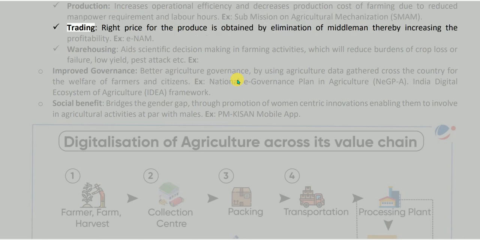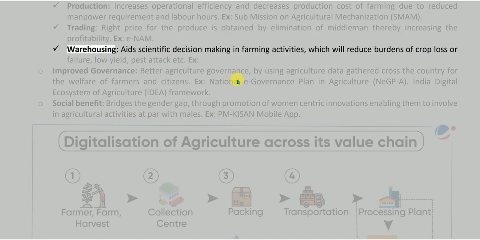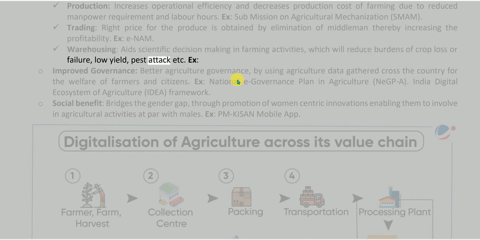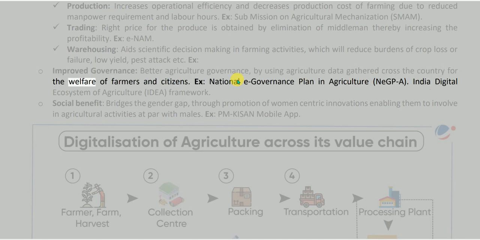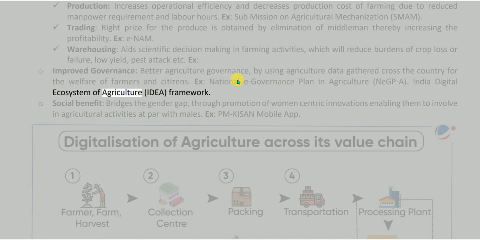Trading: the right price for the produce is obtained by elimination of middlemen, thereby increasing profitability. eNAM. Warehousing aids scientific decision making in farming activities, which will reduce burdens of crop loss or failure, low yield, pest attack etc. Improved governance: better agriculture governance by using agriculture data gathered across the country for the welfare of farmers and citizens. National E-Governance Plan in Agriculture, NeGP-A. India Digital Ecosystem of Agriculture, IDEA, Framework.